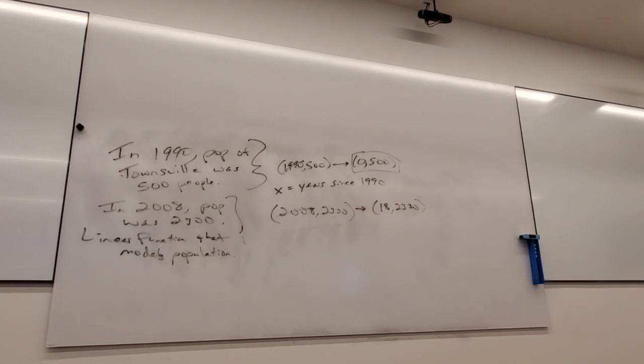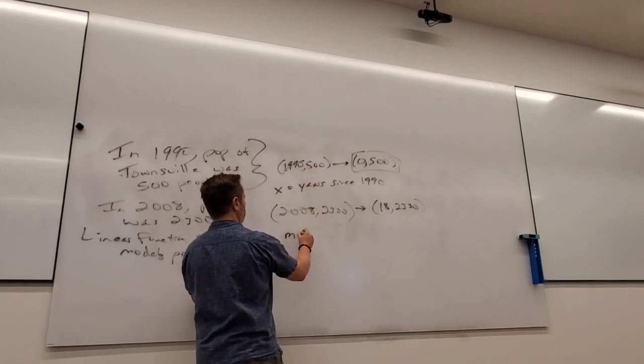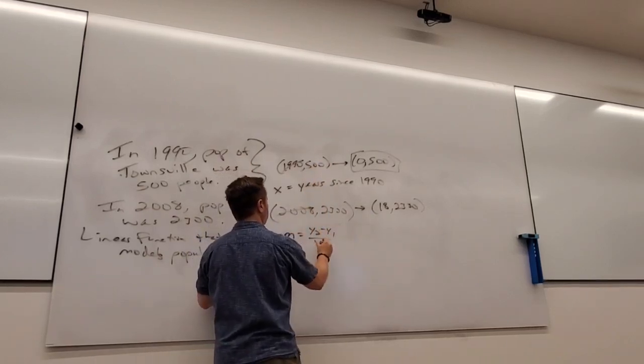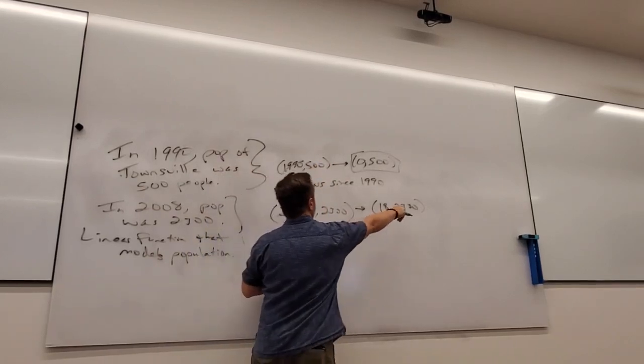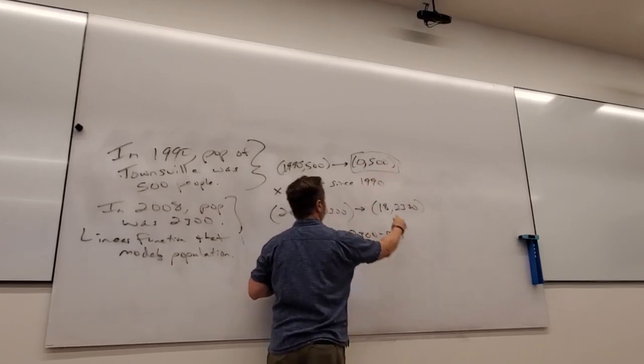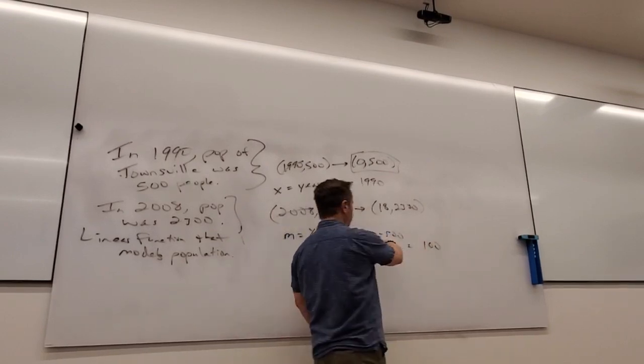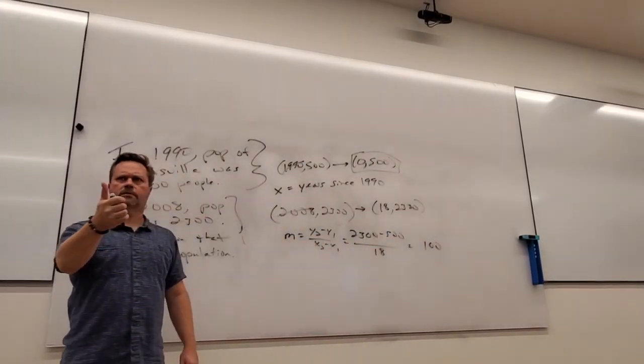Was it confusing? I'm sorry. 100 over 18, so 100 over 1. Yeah, so if you do the slope, y2 minus y1 over x2 minus x1, you'll get 2300 minus 500 over 18 minus 0. So those will be 1800 divided by 18, you get 100. Is that all right?